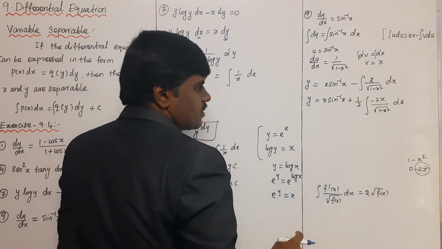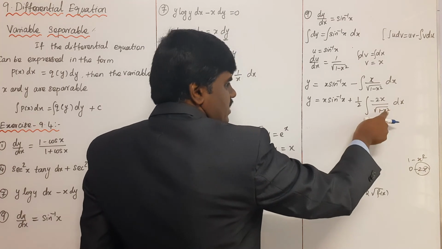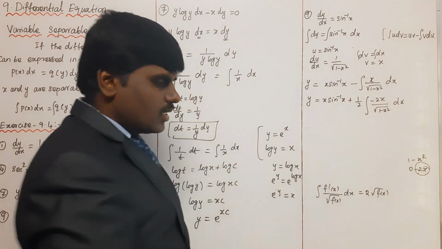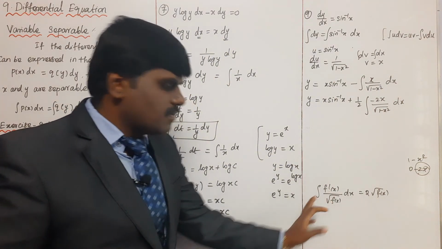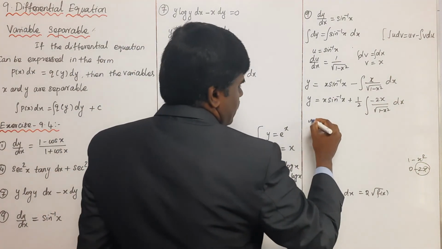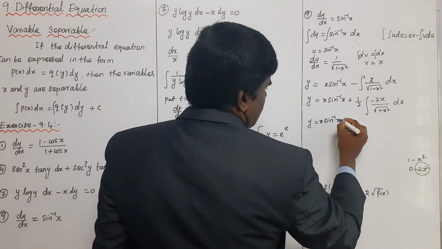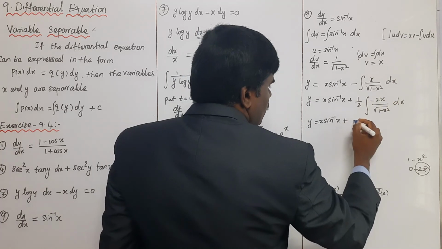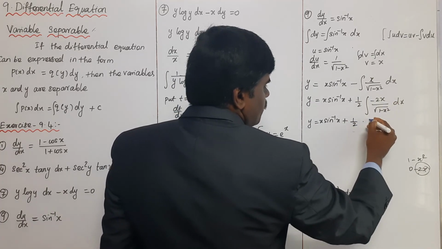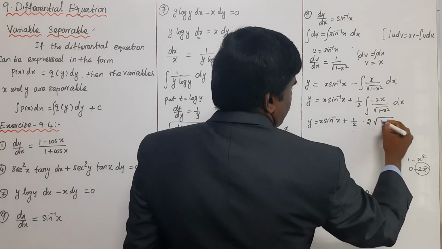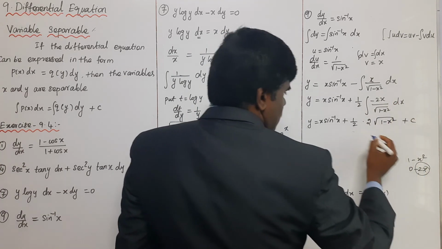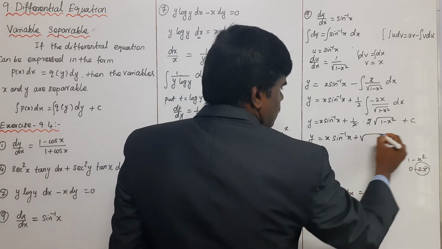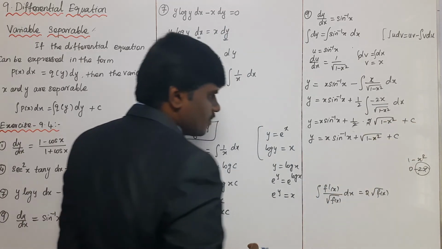Now you see that? Is that clear? The constant differentiates to 0, x square differentiates to minus 2x, so that value is obtained by multiplying and dividing by 2. Now using the formula for integration of f dash of x divided by root f of x, y is equal to x into sine inverse of x plus, here already 1 by 2, using that formula, 2 into root f of x, that is root of 1 minus x squared, plus some constant c. The 2 cancels. So y is equal to x sine inverse of x plus root of 1 minus x squared plus some constant c. Is that clear?